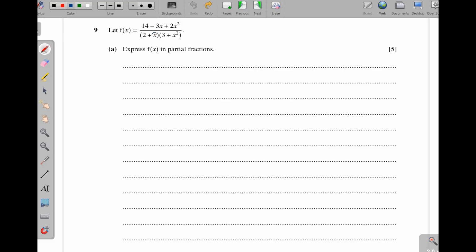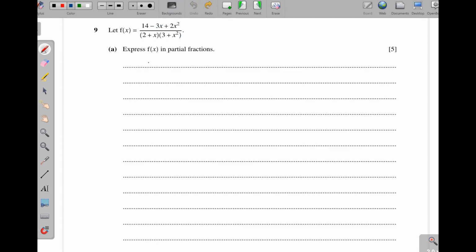And then the degree of the denominator. Here we can see that the x will multiply with this one. When I'm multiplying out the brackets, I'll get x cubed. That means the highest power here is a 3, so the degree of the denominator is 3. If the degree of the numerator is less than the degree of the denominator, you can go ahead and express in partial fractions. But if the degree of the numerator is greater or equal to the degree of the denominator, that is an improper fraction, so you first long divide. But for this case, this one is okay.